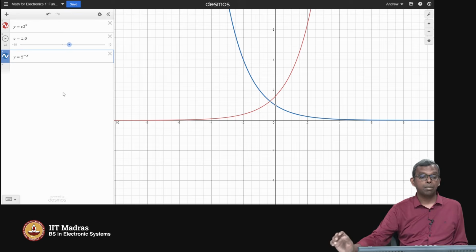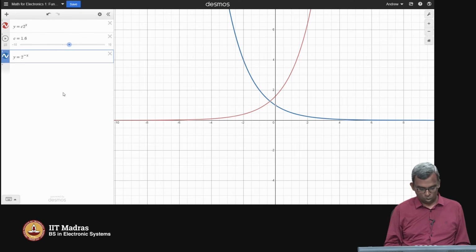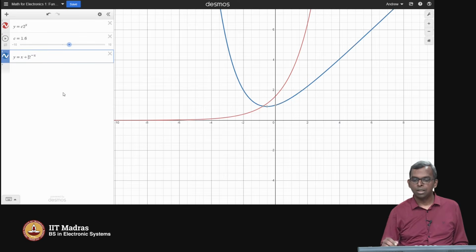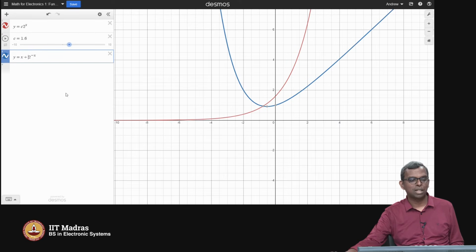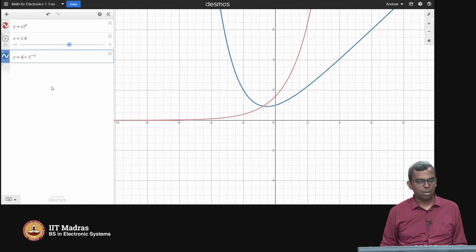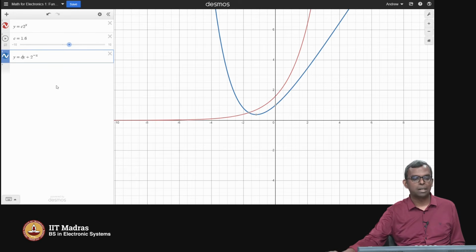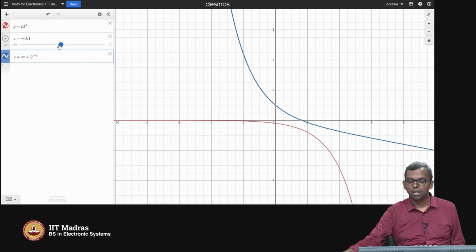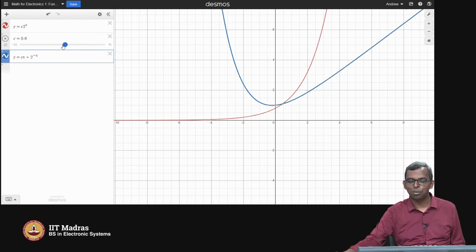I might say, let me multiply this with x, right? Or maybe add x to it, right? So notice what happens. Some strange shapes start coming. Maybe I can do cx times that and then move this around. So notice how wonderfully both the curves are moving around. You can do all sorts of interesting funky tricks here.